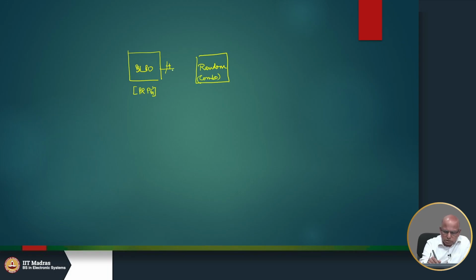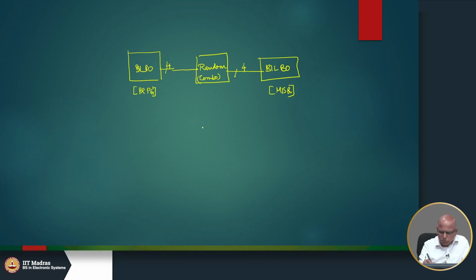and we gave these inputs, and then we also took a second BILBO which was configured as an MISR, multiple input signature register, and these inputs coming from the random logic, these were also 4 outputs. You could also do it like this.